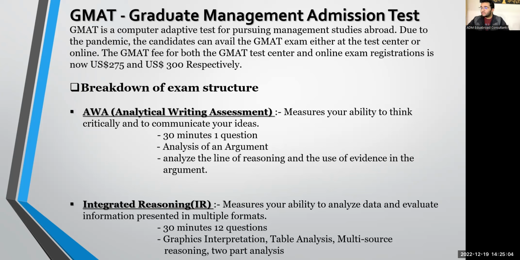The third one you can see is multi-source reasoning. This will basically measure your ability to examine data from multiple sources. It can be text passages, tables, graphics, or some combination of these. And the last one is two-part analysis. This section basically measures your ability to solve complex problems. These can be quantitative, verbal, or a mix of both. It can also involve your ability to evaluate trade-offs and solve simultaneous equations and those kinds of questions.